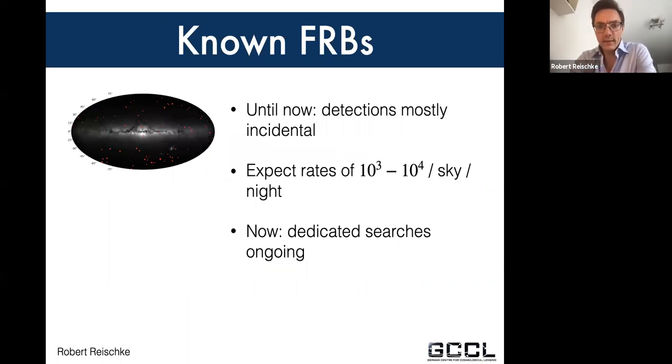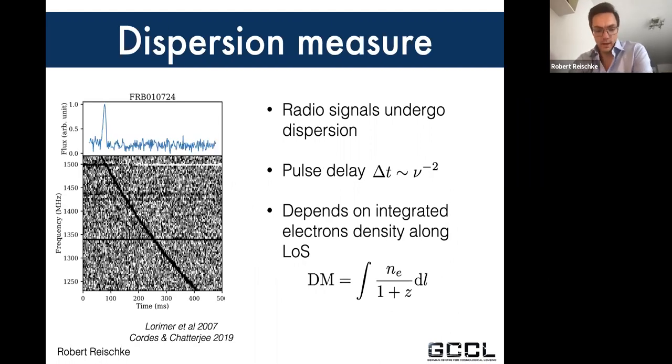As I already said, the detection so far was mostly incidental. You see it, and then you put it in the catalog, but there were no dedicated searches going on. But we expect in principle a rate, not the rate at which you observe, but the rate of events you expect, of the order of 10 to the 3 to 10 to the minus 4 per night. So you should be able to see quite a lot if you do dedicated searches for these events. So what is interesting about the FRB, or how do they actually work? You have a radio signal, just here shown on the left.